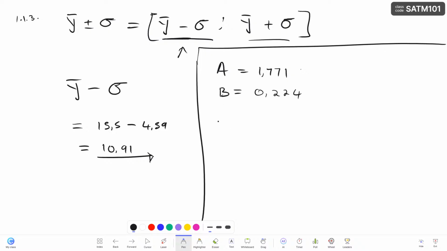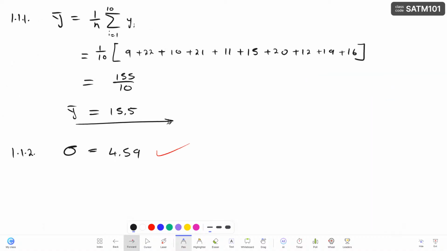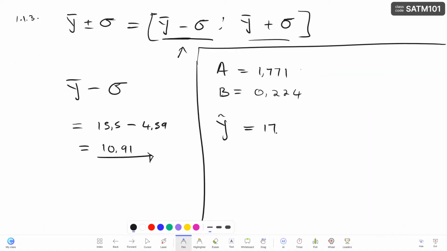So our equation is going to be what? y is equal to, remember the formula is a plus bx. So you are starting with a, which is, not 17, 1.771 plus 0.224x. So this is your equation of the regression.